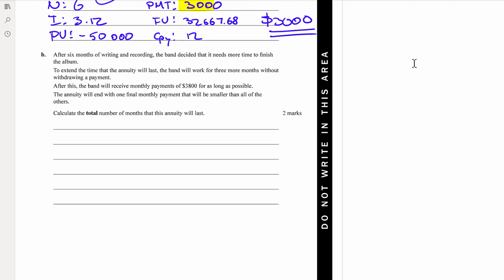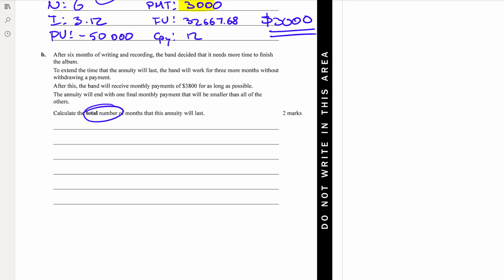After 6 months of writing and recording, the band decided that it needs more time to finish the album. To extend the time of the annuity, they're going to work for 3 months without withdrawing a payment. After this, the band will receive monthly repayments of $3,800 for as long as possible. The annuity will end with one final monthly payment that will be smaller than all the others. So what we're asking you is to calculate the total number of months that this annuity will last.